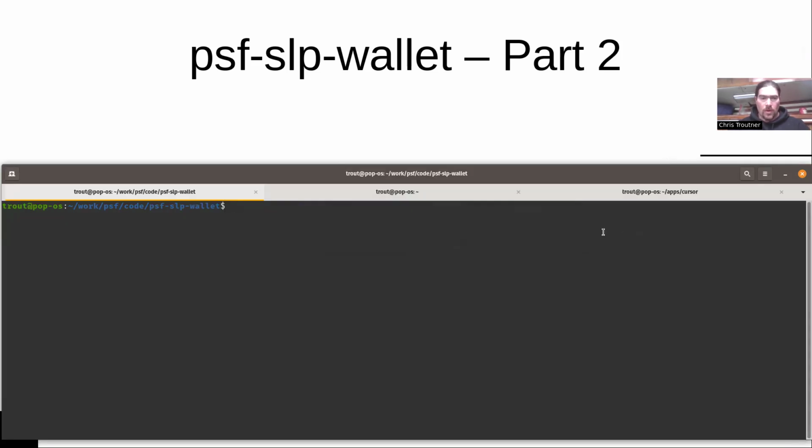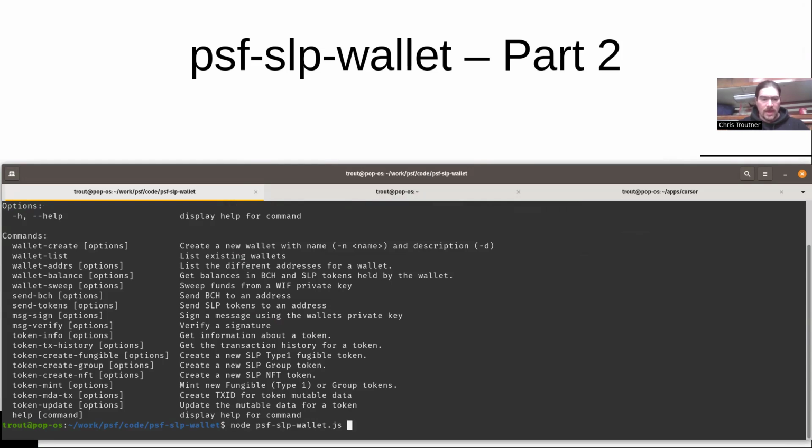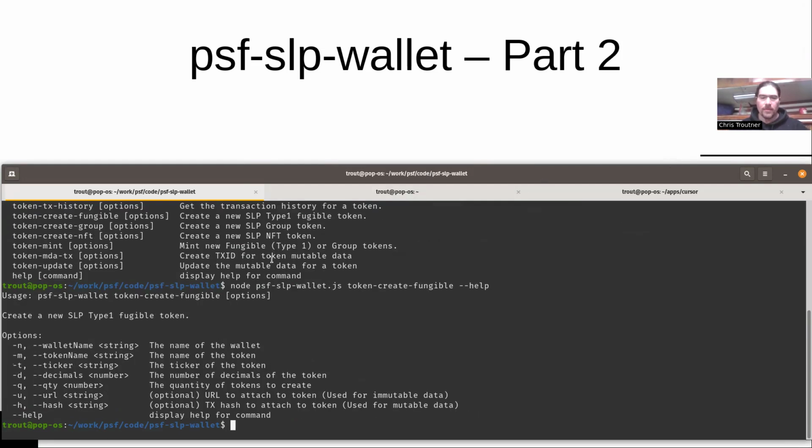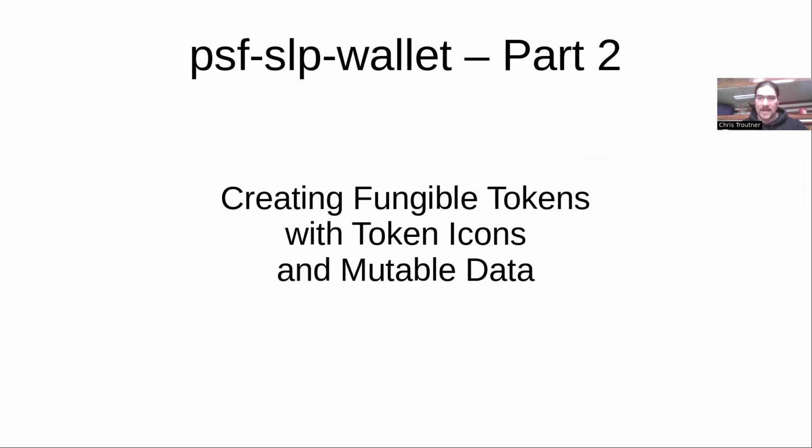So I'm back over here in the terminal with psf-slp-wallet, and we are going to use the same command we used in part one, token create fungible. And in part one, we did not fill out this URL or hash field. And this is the extension that allows us to add mutable data to a token. So that's what we're going to use today. But first, we have to do a little bit of prep work in order to attach the data to the token.